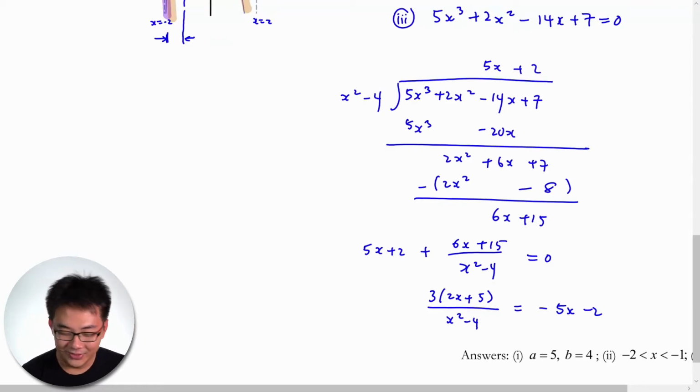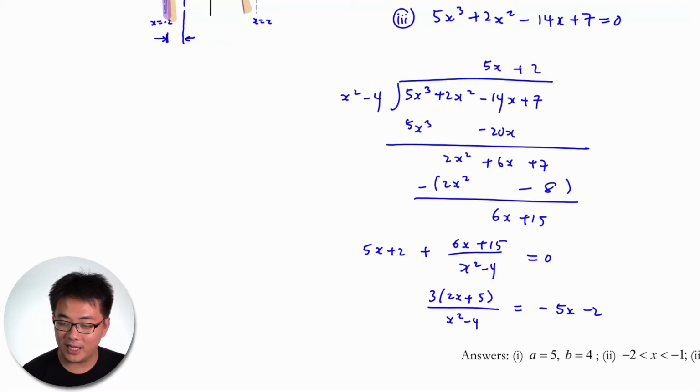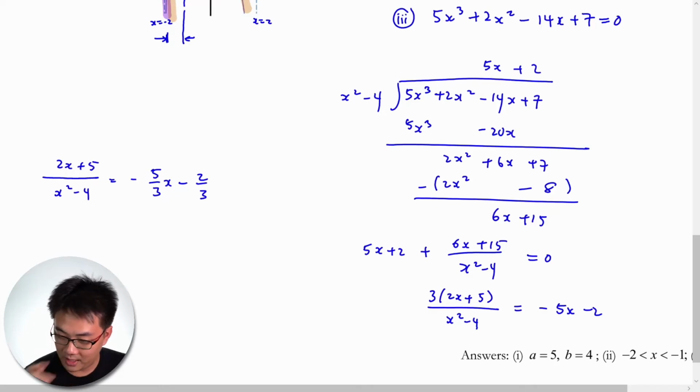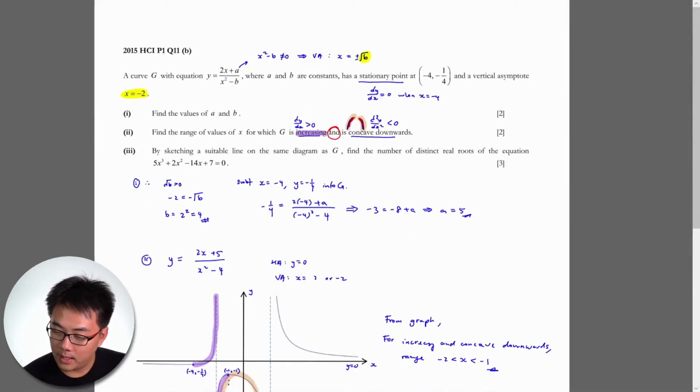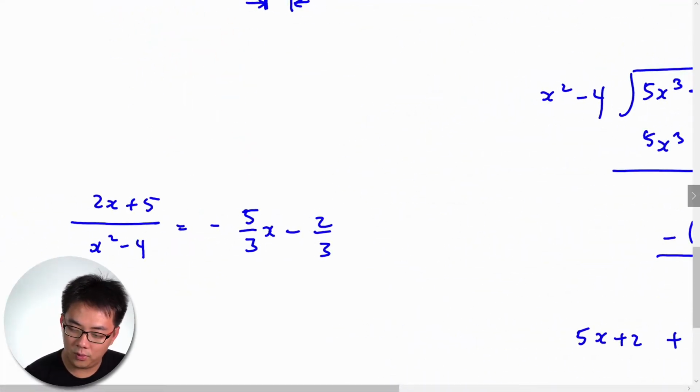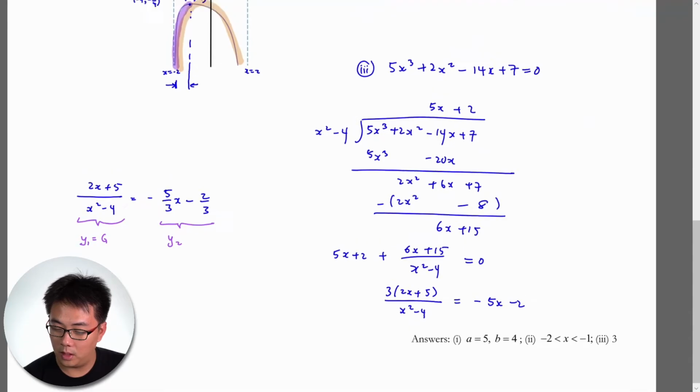I never refer to the marking scheme until the very end, to see whether the workings are correct. So that's why it's useful to just see and think. This is 5 over 3, x minus 2 over 3. Okay, so this is your g, which is your y1. This over here will be your y2, which is minus 5 over 3 x minus 2 over 3.